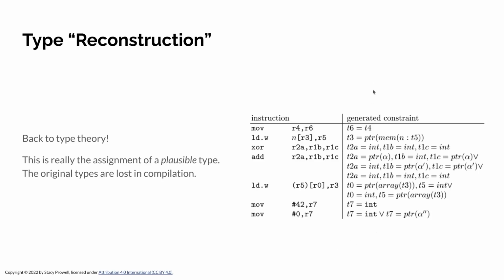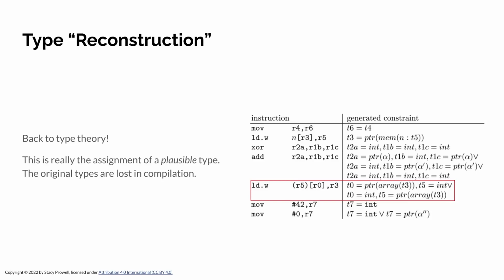And for each one of these, he gives you a generated constraint. He says, you know, if you see this line, putting 42 in R7 or some other literal value that's not 0 into a register, we can conclude that the type represented by that register is an integer. But if it's a 0, it could be an integer or it could be a pointer to something, because null is the same as 0. So that's the kind of thing he's capturing in these constraints. Some of them are more complicated than others.